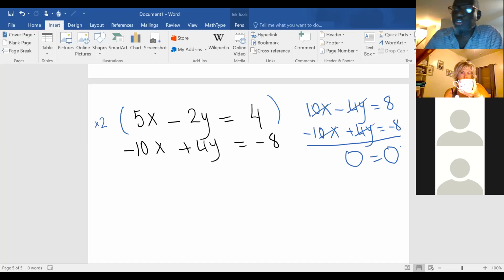When this is always true, it means we have infinitely many solutions. Which means the two equations represent the same line. You see, we had not noticed, but the two equations represent the same line, right? So here, every time you get 0 equals 0, you say infinitely many solutions.